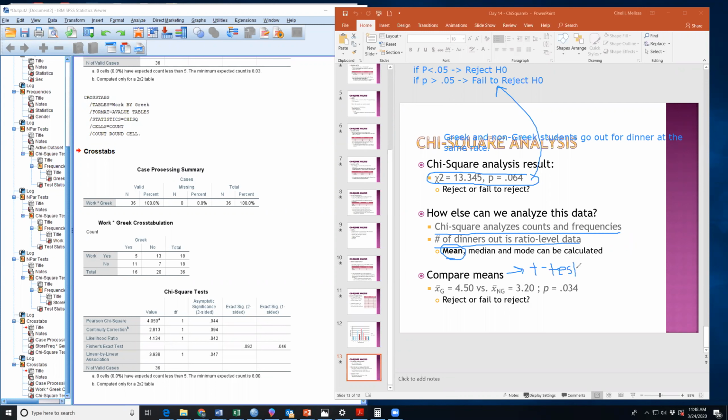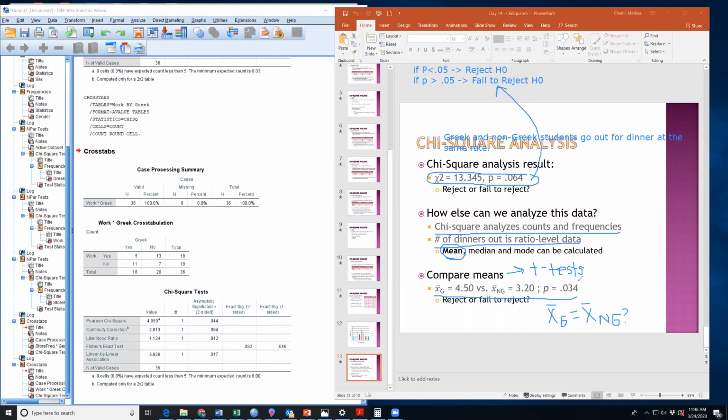As we're going to learn about in the next video, you could do a t-test here to ask, is the mean for Greek students equal to the mean number of nights out for non-Greek students? So instead of looking at the counts, how many people said 0, how many said 1, how many said 2, you can take the average. What is the average number of nights that Greek students said? What is the average number of nights that non-Greek students said? And ask if those two averages are equal to each other. This is an independent samples t-test. We will learn about it in the next video.